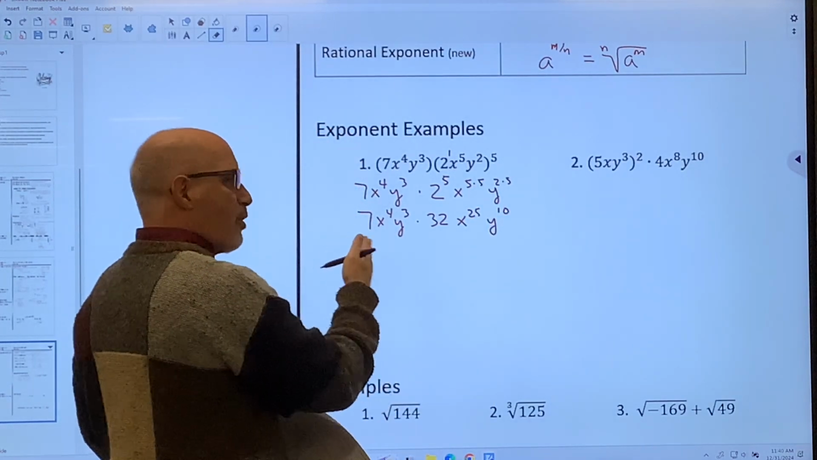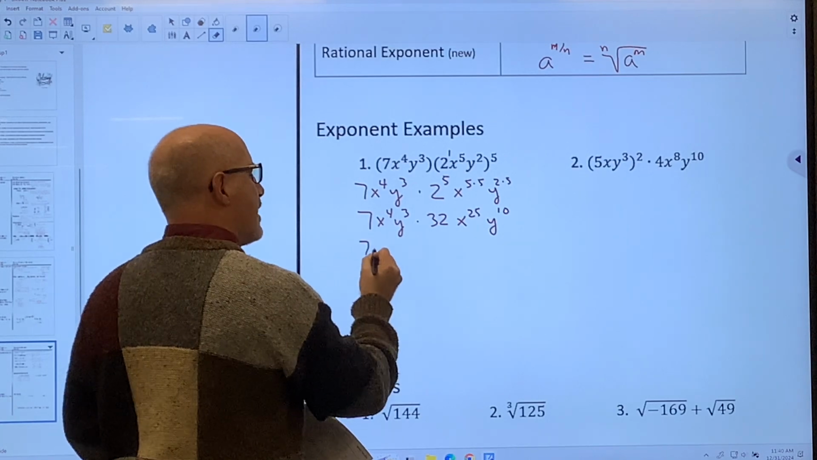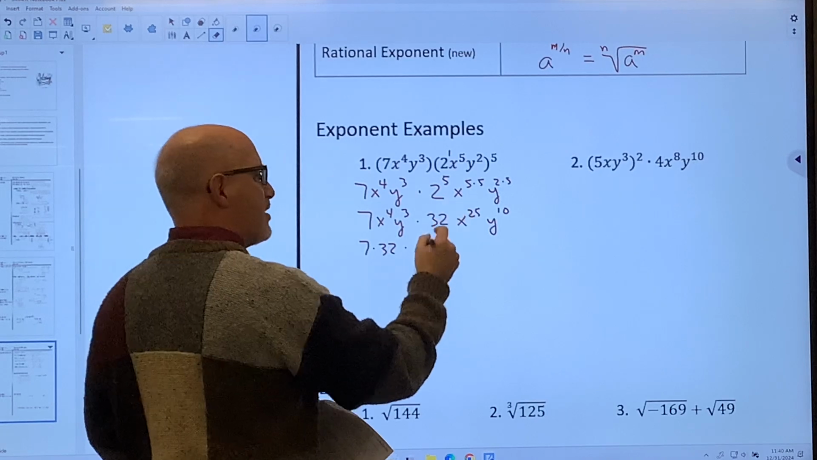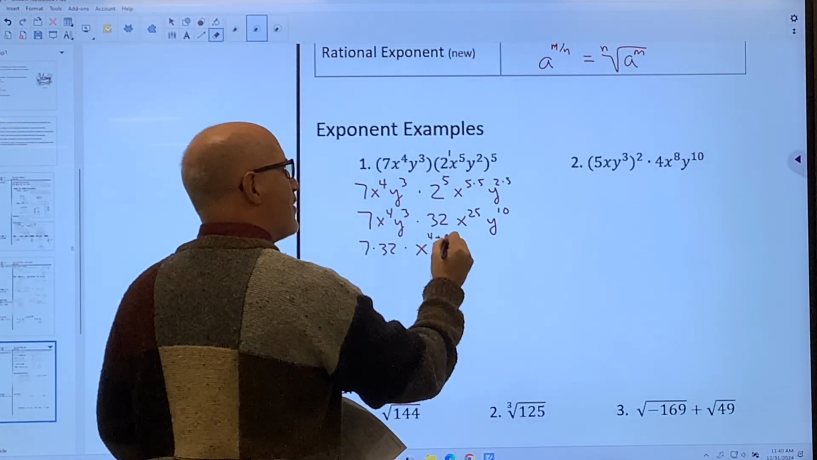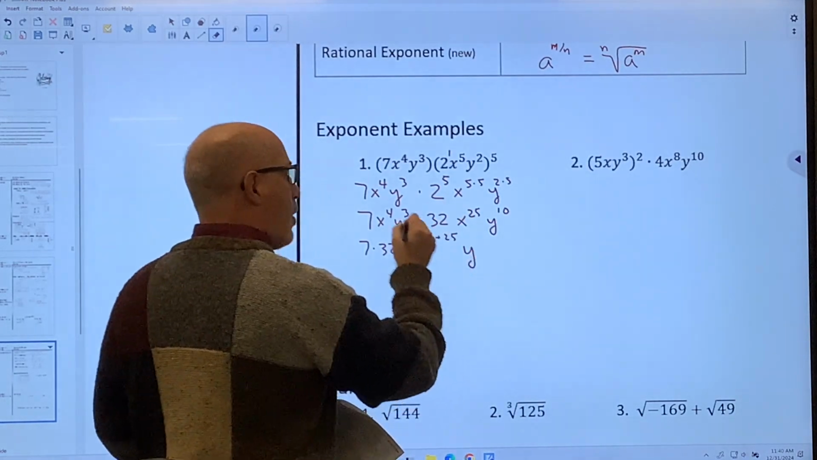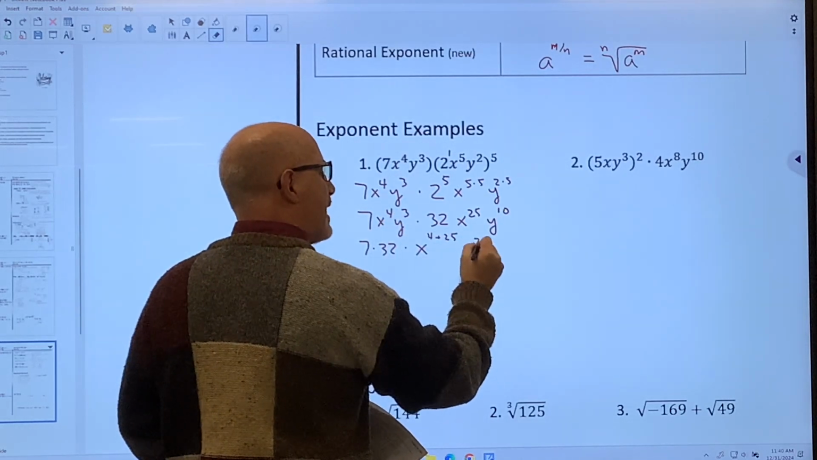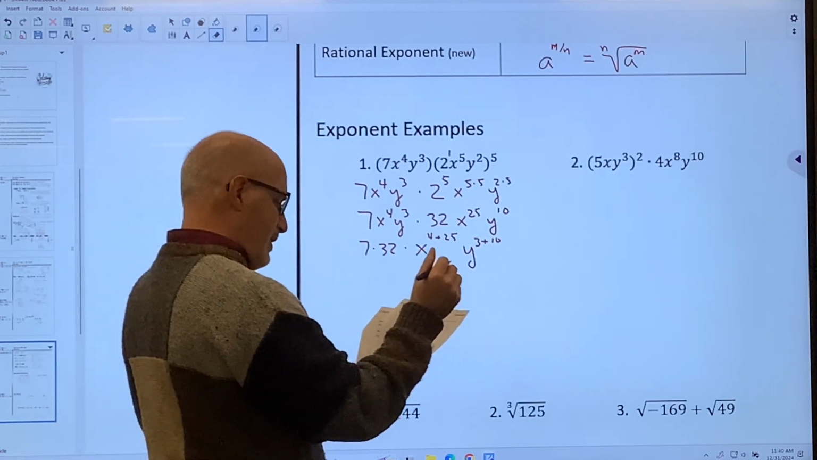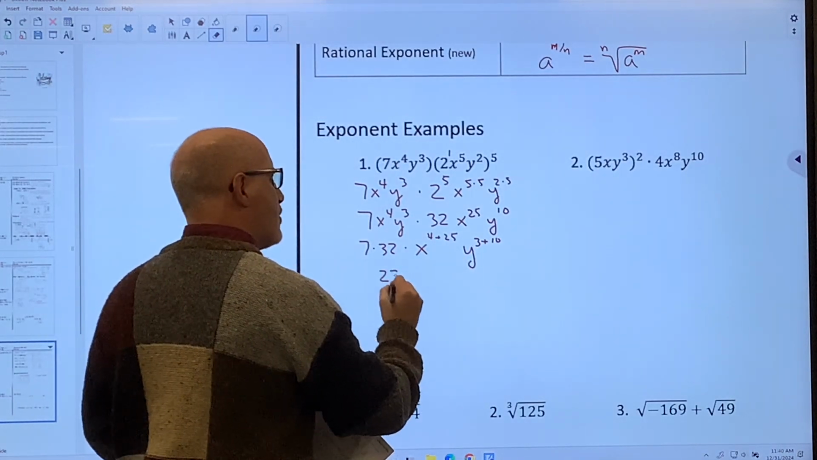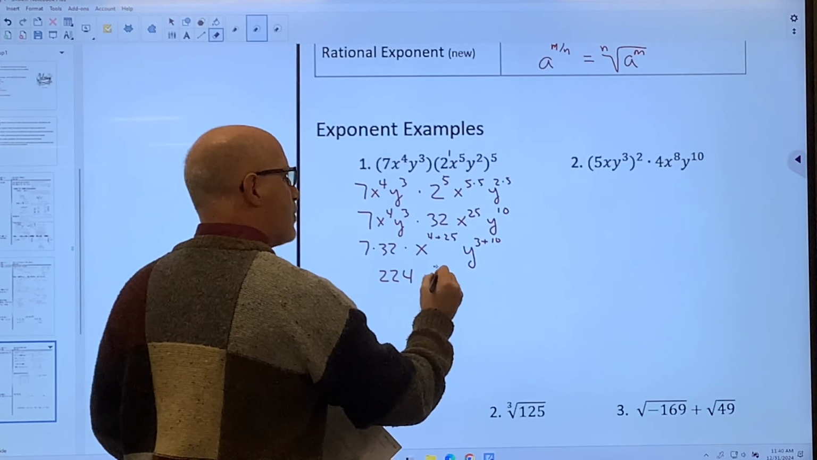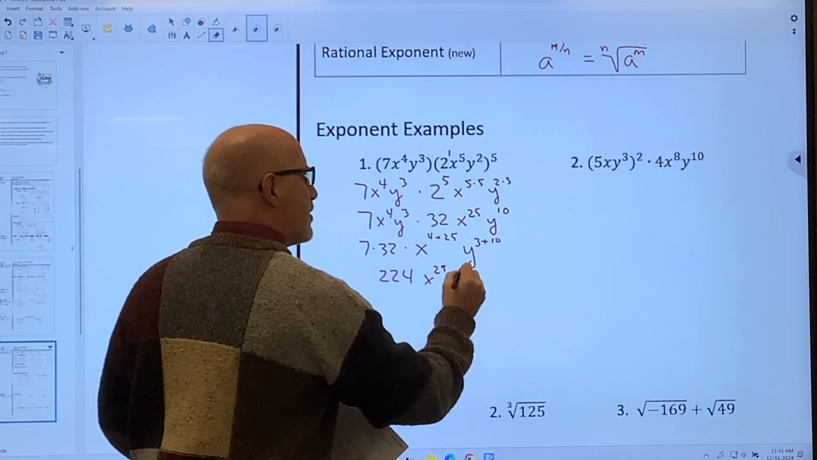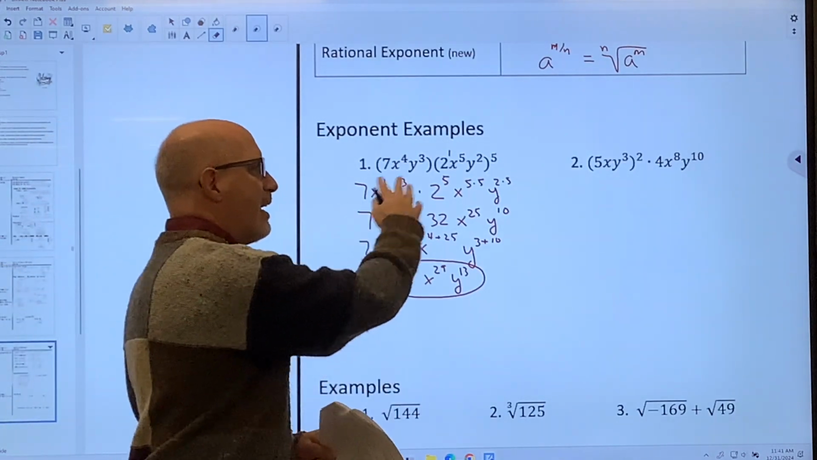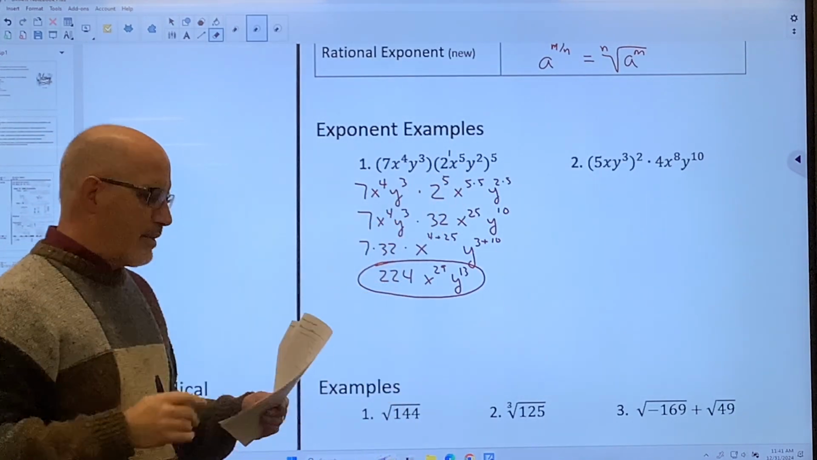Now when I take this, I'm going to rearrange. I'm going to do 7 times 32 in the front, times x, there's an x to the 4th, an x to the 25th. I'm going to add those exponents. I've got a y to the 3rd, y to the 10th. I'm going to add those exponents because they're the same base. And now I get 7 times 32 gives me 224, x to the 29th power, y to the 13th power is my final answer. So that's how you simplify these two as you bring them together.